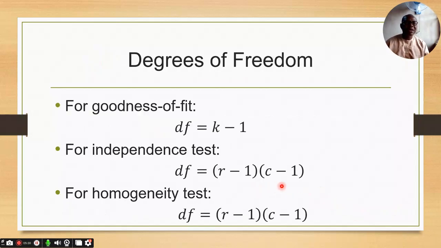Now, another concept we need to understand when dealing with chi-square statistics is the concept of the degree of freedom. The degree of freedom concept differs from one chi-square test to another.